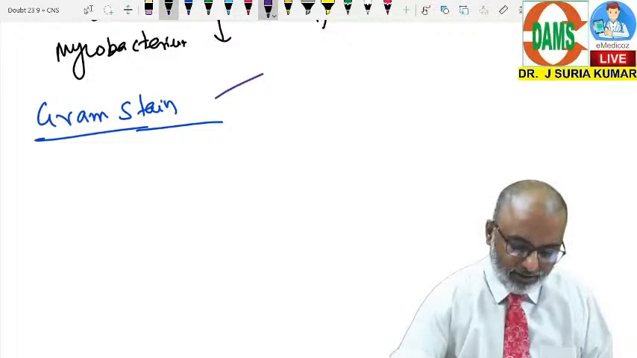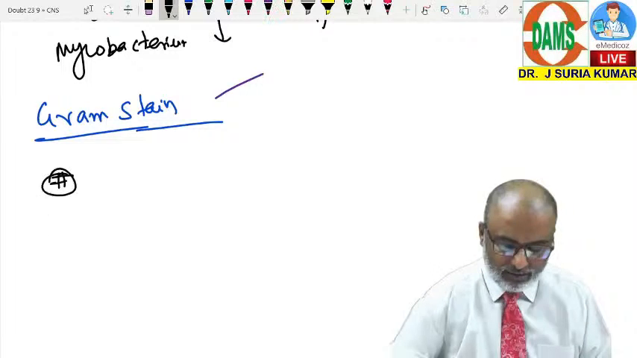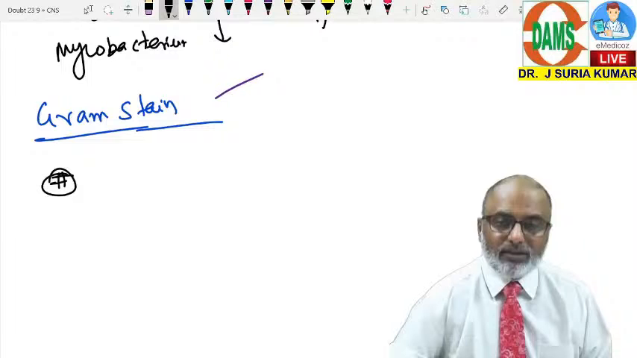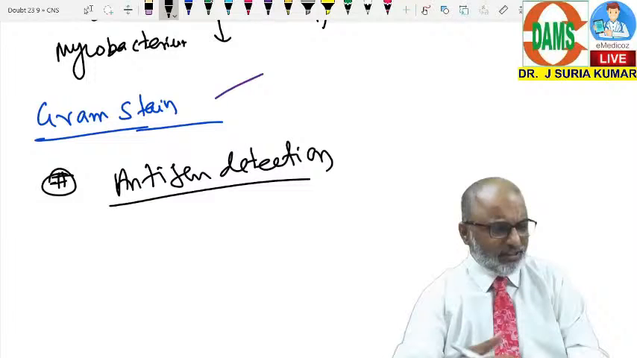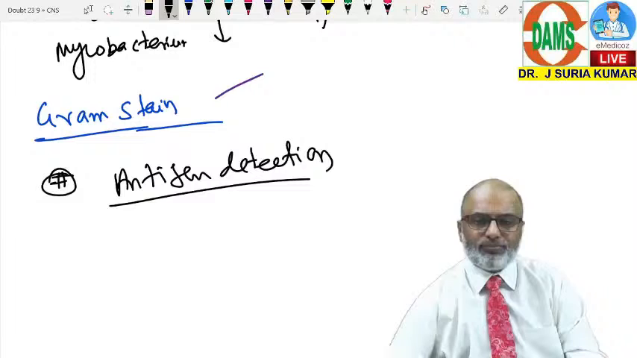Next is antigen detection. That's a very easy test, bedside. You can do it at the bedside. Just take the CSF, and immediately you can do antigen screening for 6 organisms by one test. One test, one plate, you can detect 6 organisms.